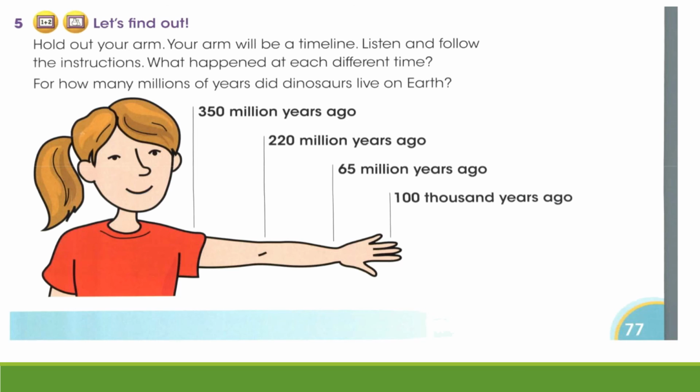The first dinosaur appeared at 220 million years. That's by your elbow. And the last one died at 65 million years. So how many years did the dinosaur live for? All you need to do is just 220 minus 65. The answer is how many years the dinosaurs lived on Earth. All right, so do that, okay?